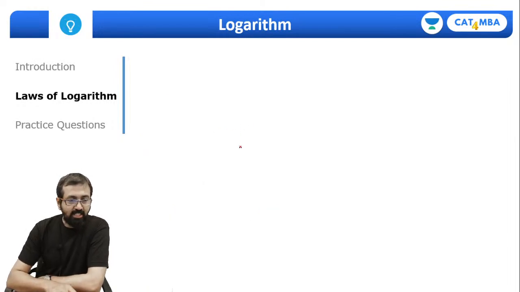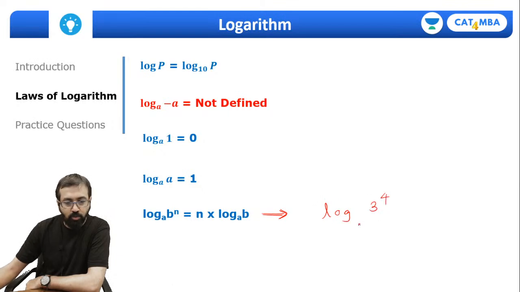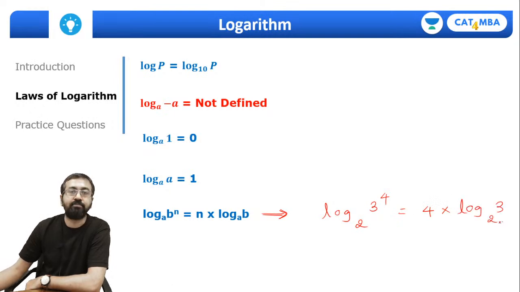Okay guys, so let's look at this next rule. Let me explain this rule once again as I was going to do. So let's take one more example. Log of 3⁻⁴ with base 2 is nothing but 4 into log of 3 with base 2. Have you understood this? This power will come in the multiplication.